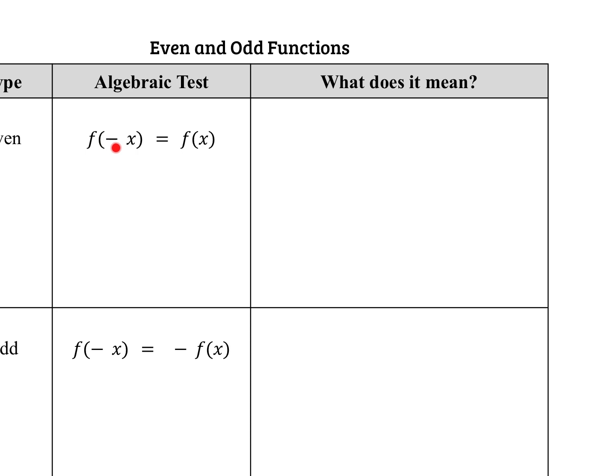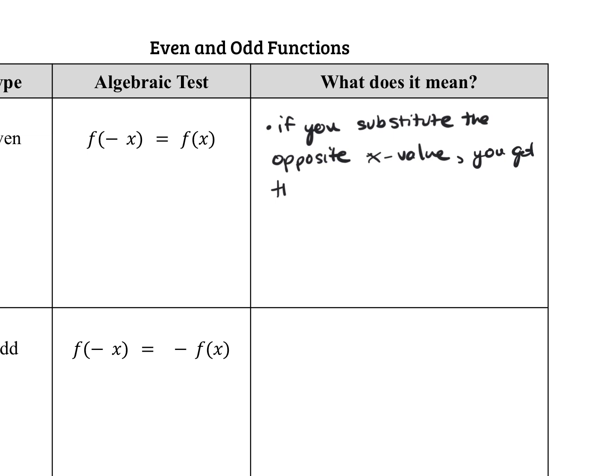Well, what it means is if you substitute the opposite x value, and notice I'm not using the word negative, I'm just using opposite. So we have x and -x, which would be opposites. But substituting the opposite x value actually gives you the same result as if you plugged in f of x. So it results in the same y value. If you substitute the opposite x value, you get the same y value.